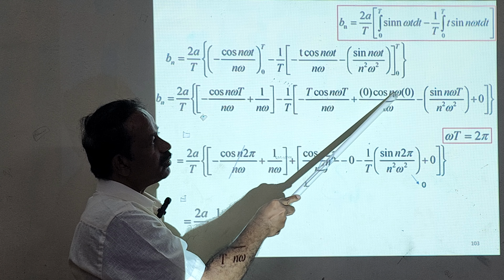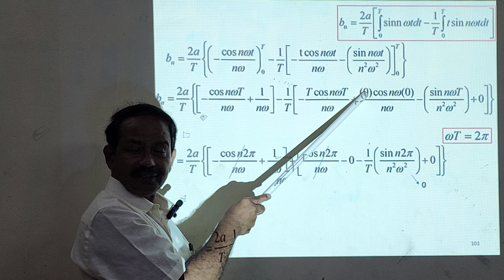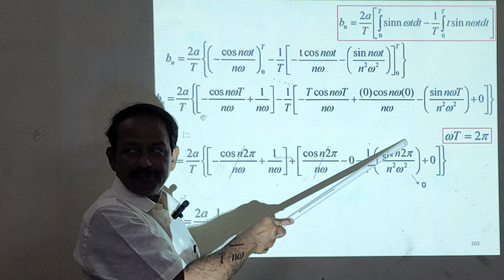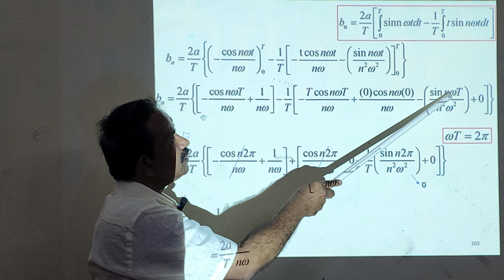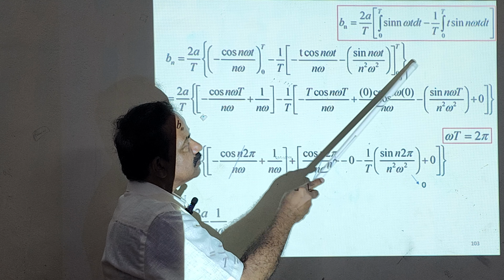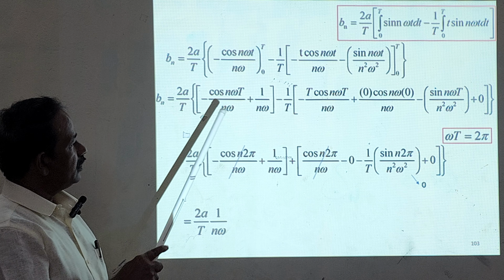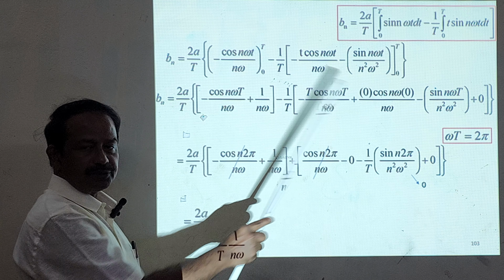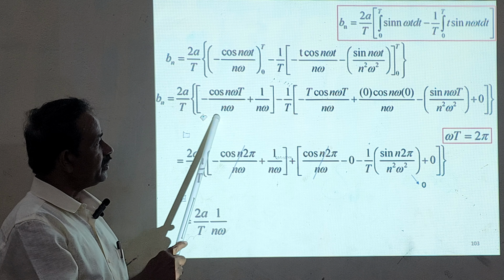Substituting the lower limit will give you cos 0. t is 0, cos 0 is 1, but t equals 0, so this term will go off. And substituting the upper limit for the second term will give you minus n omega t, n squared omega t, sin 0 is 0, so the last term becomes 0. Now instead of omega t, you can substitute 2 pi, so minus cos n 2 pi divided by n omega.